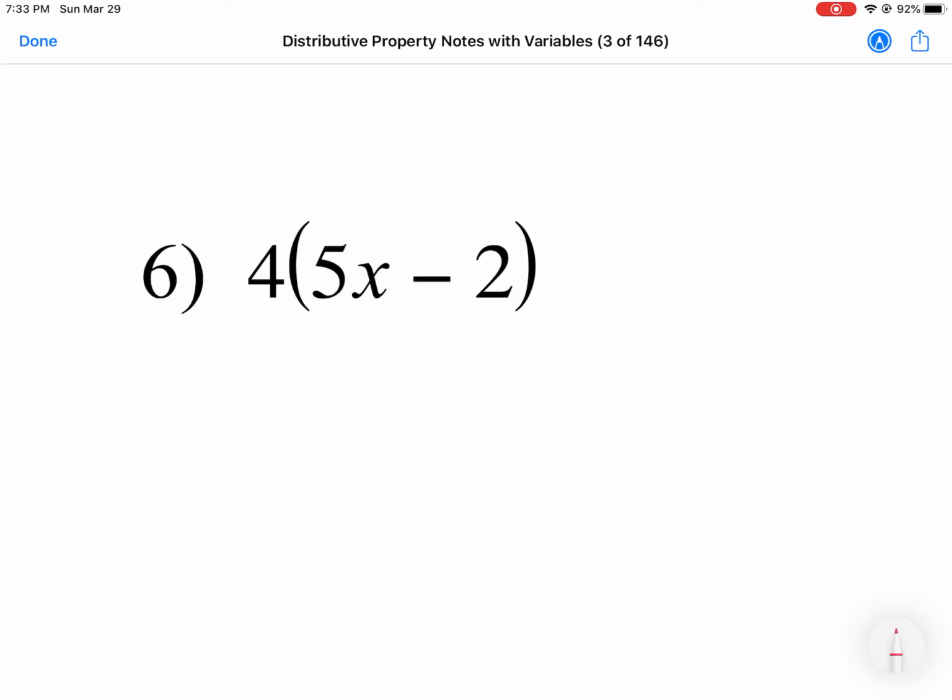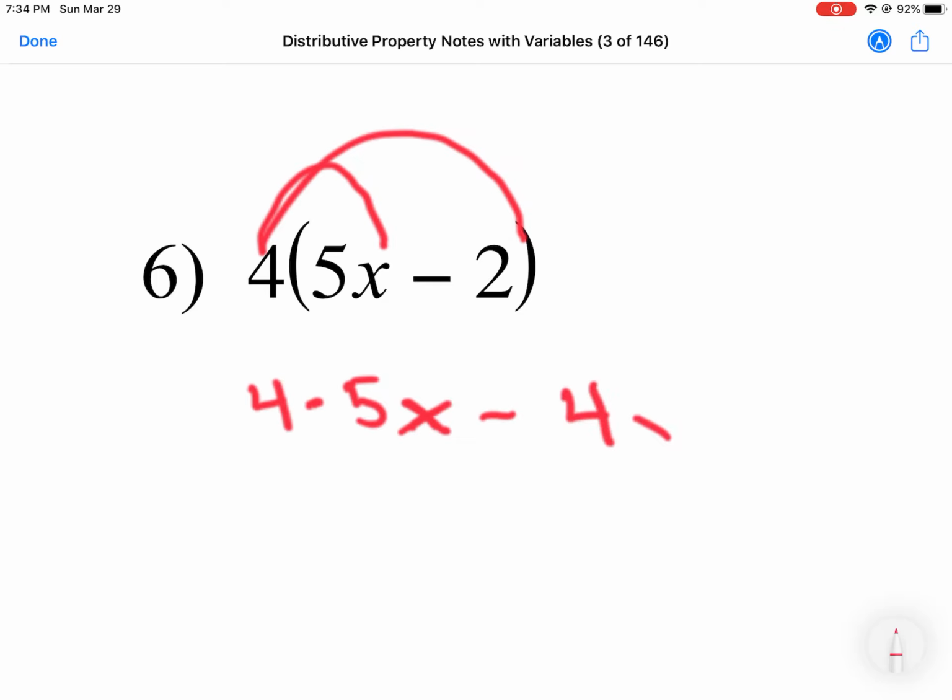Alright, next one now. Same thing as before, but instead we just have a minus sign here. So I'm going to do the same thing I've been doing. Take my 4 and distribute it to both terms. So first I'm going to have 4 times 5x. Bring down the minus sign. Minus 4 times 2.